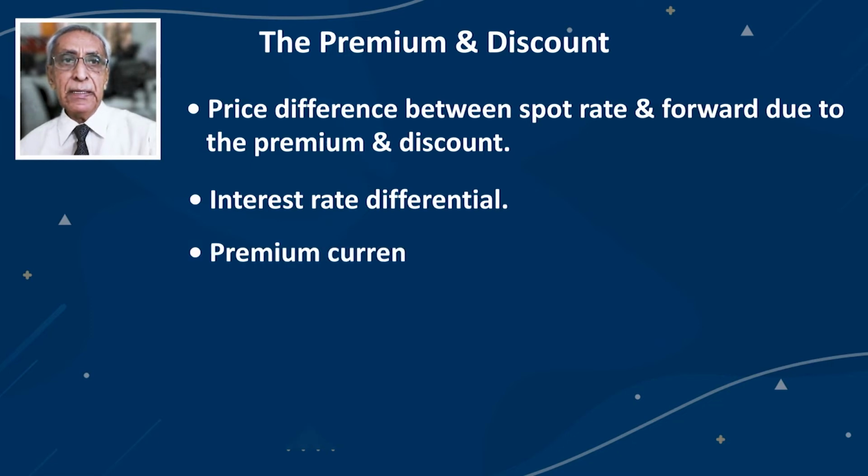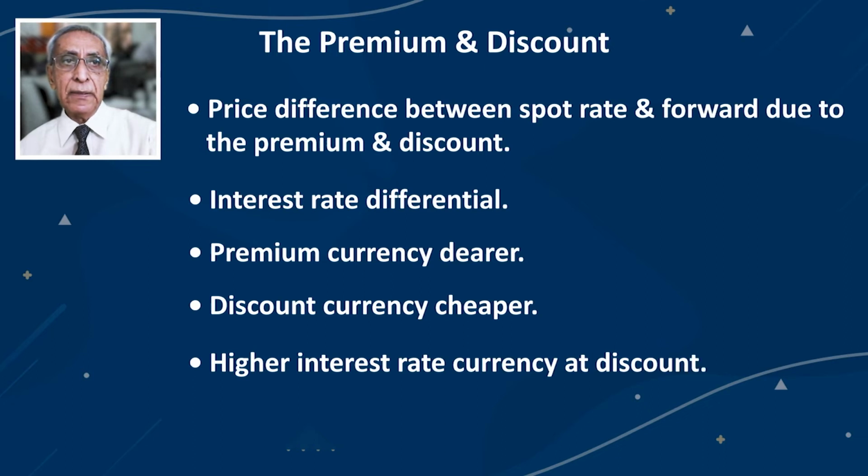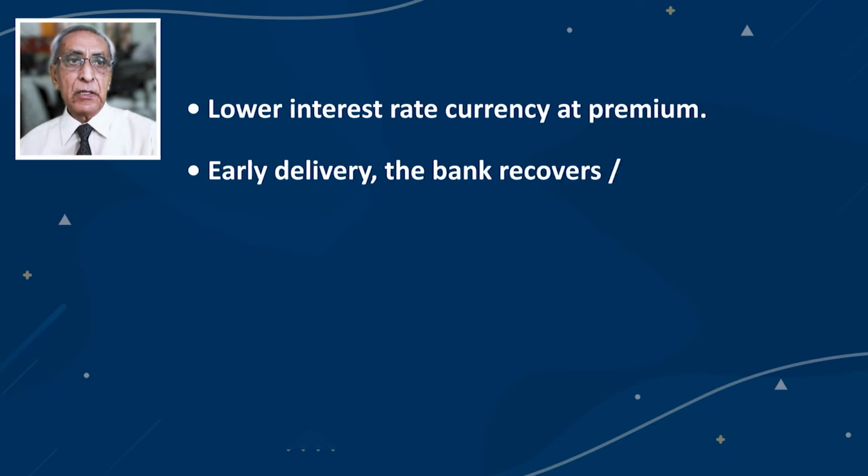The premium currencies are the dearer currencies, whereas the discount currencies are the cheaper currencies. Higher interest rate currencies are the discount currencies. Conversely, the lower interest rate currencies are the premium currencies. When the forward contracts are booked, the deliveries are required to take place on a given date as prescribed under a contract. However, the banks generally accept the early delivery by recovering the swap cost, swap differences in the matter.